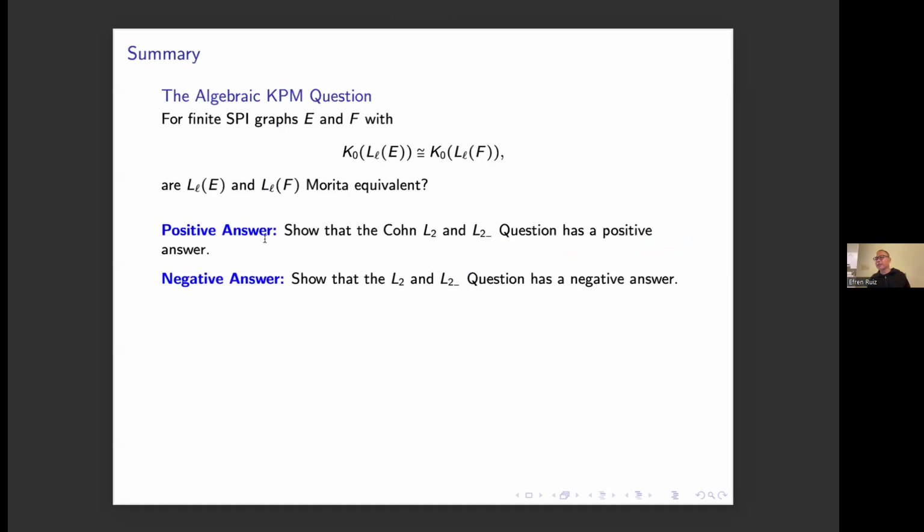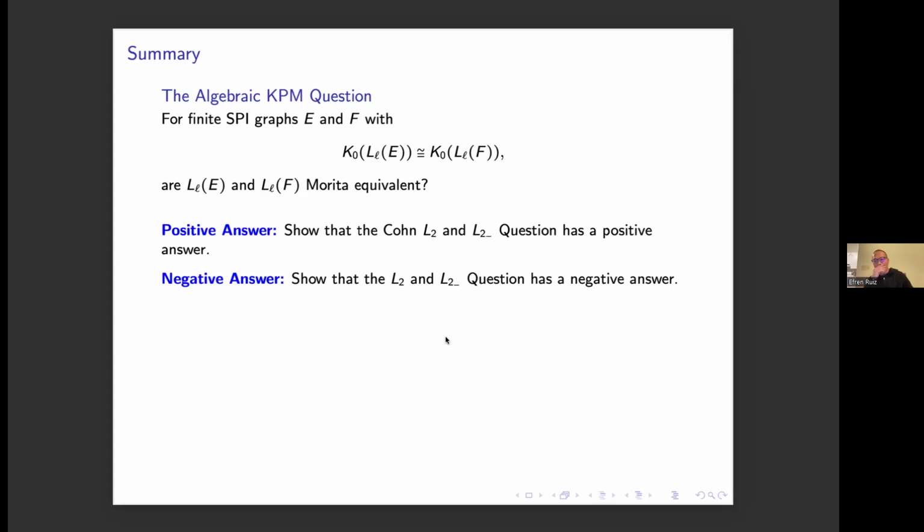Okay, so summarizing: if you want to prove that the algebraic Kirchberg-Phillips question is positive, then you just prove the L2 and L2 minus question is positive. But if you want to prove it as negative, then you want to prove that the L2 and L2 minus question is negative. So this is sort of your strategy now. For me personally, I would actually want a negative answer, because it ties into flow equivalence, and I'm much more into symbolic dynamics at the moment, but that's my personal preference. But I would like just an answer to it, positive or not.